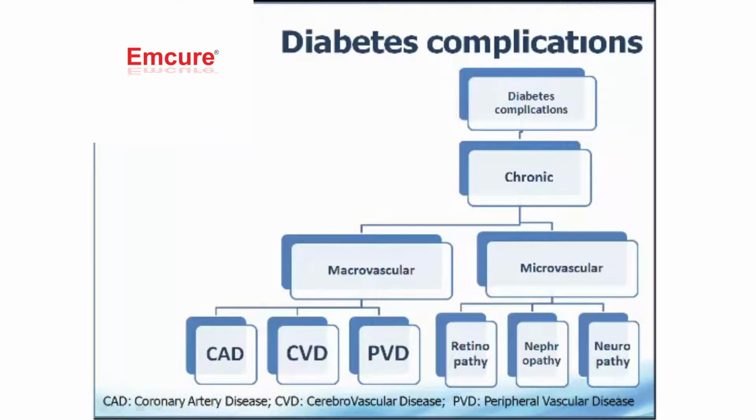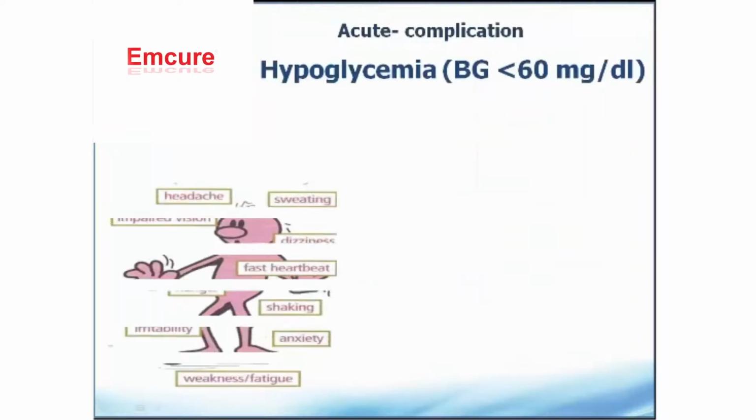We'll go through the subsequent slides and see these complications in detail. At the same time, diabetes chronic complications also include microvascular complications, and these are retinopathy, nephropathy and neuropathy. Let us see in detail.